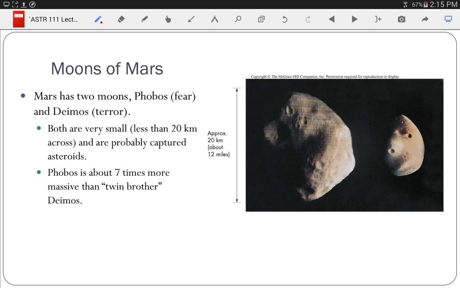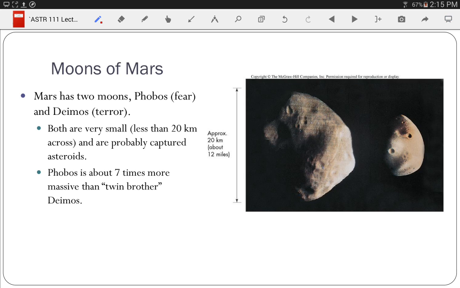The Earth's moon has enough mass that gravity forced it into the shape of a sphere. Remember, that was step 1 for something to be considered a planet, it had to have enough mass for gravity to form it into a sphere. These clearly don't have enough mass for gravity to have formed them into a sphere. So they don't look anything like our moon. And notice both are small, less than 20 kilometers across.